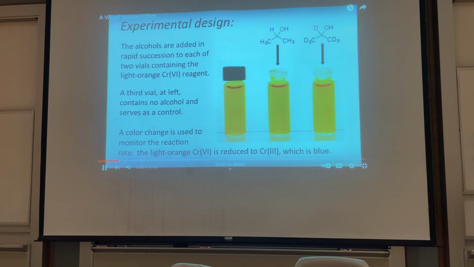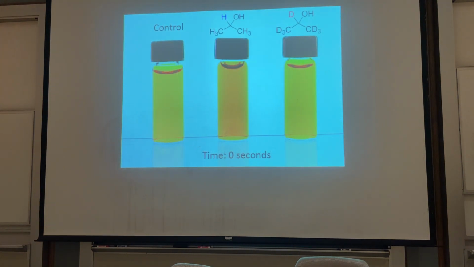A third vial at left contains no alcohol and serves as a control. A color change is used to monitor the reaction rate. The light orange chromium-6 is reduced to chromium-3, which is blue. On the next slide, you will be able to see that chromium-6 has begun to react with the alcohols. This first shot was taken approximately 30 seconds after the reactions began. Therefore, 0 seconds is when the photo started, but not the reaction. Here is the first shot of the experiment at approximately 30 seconds after the reactions began. We ran the experiment for 90 minutes and took a photo of the vials every 10 seconds to document the reactions.